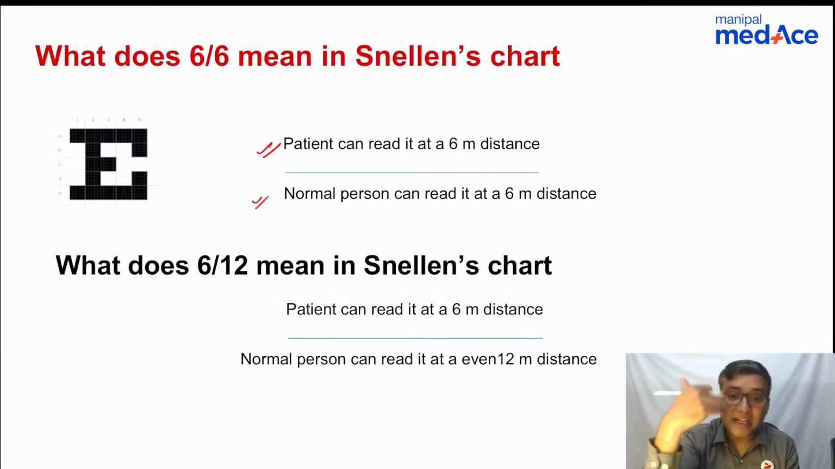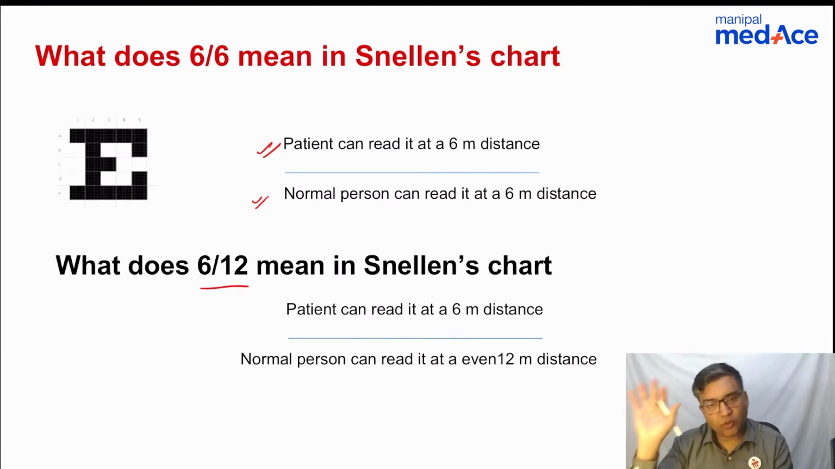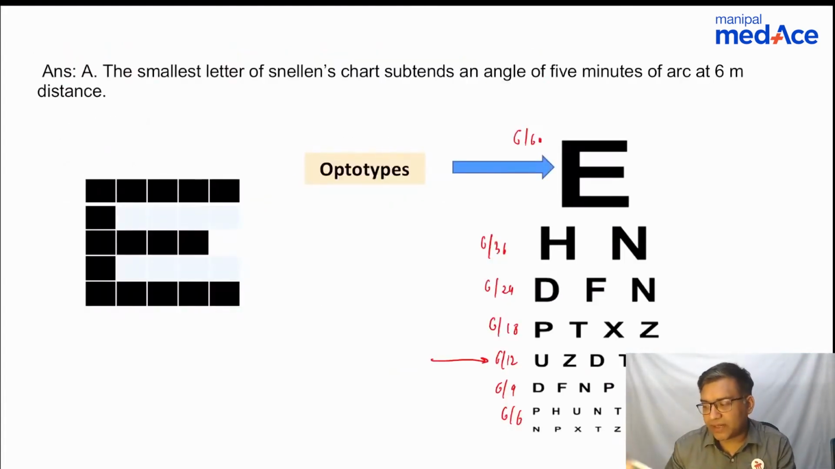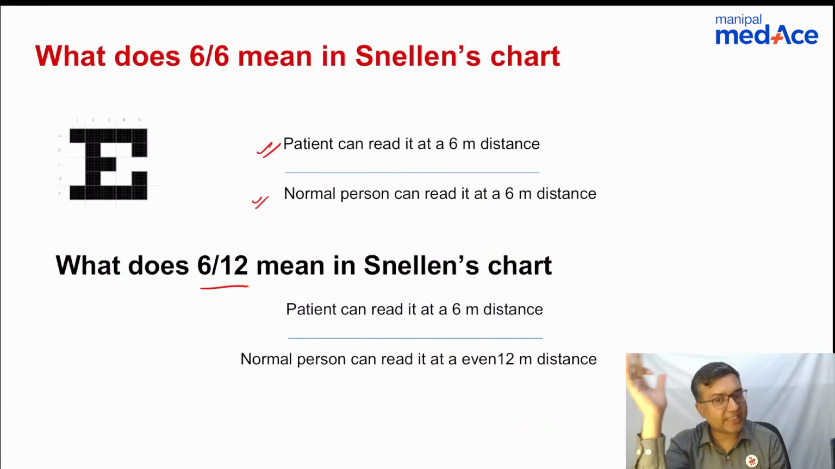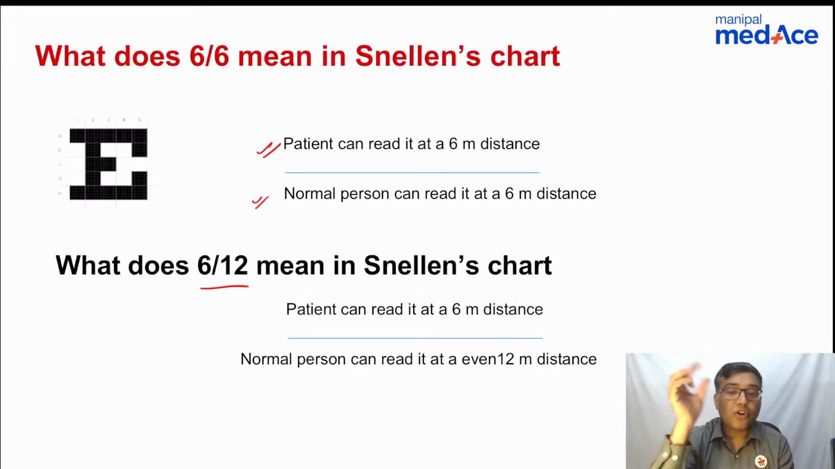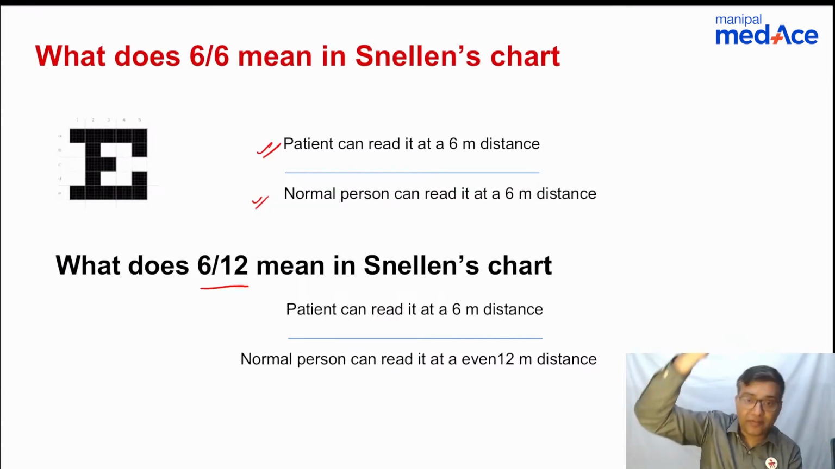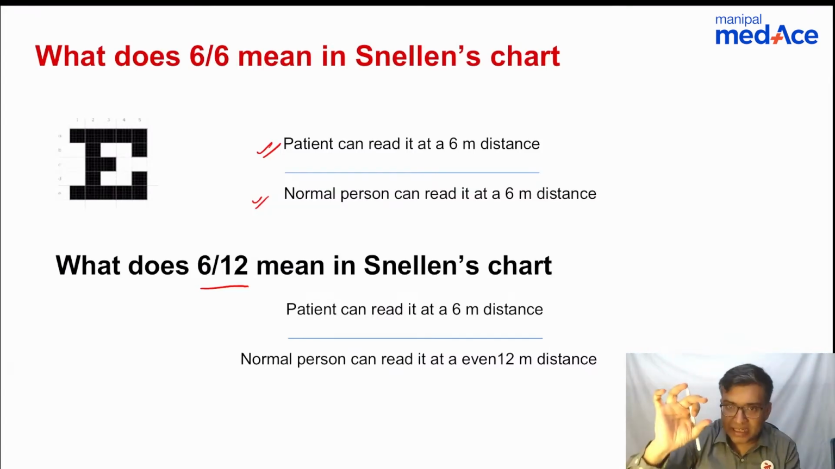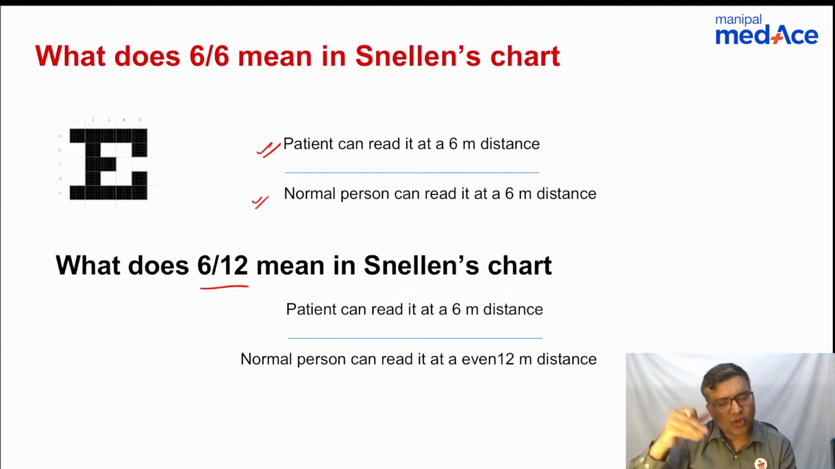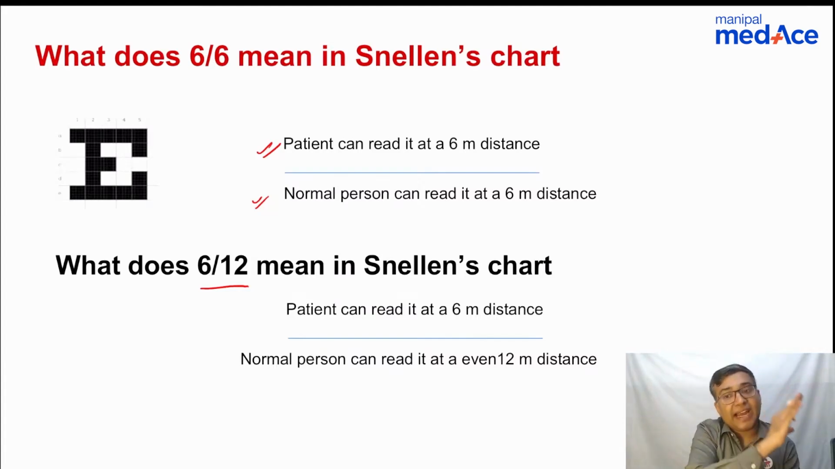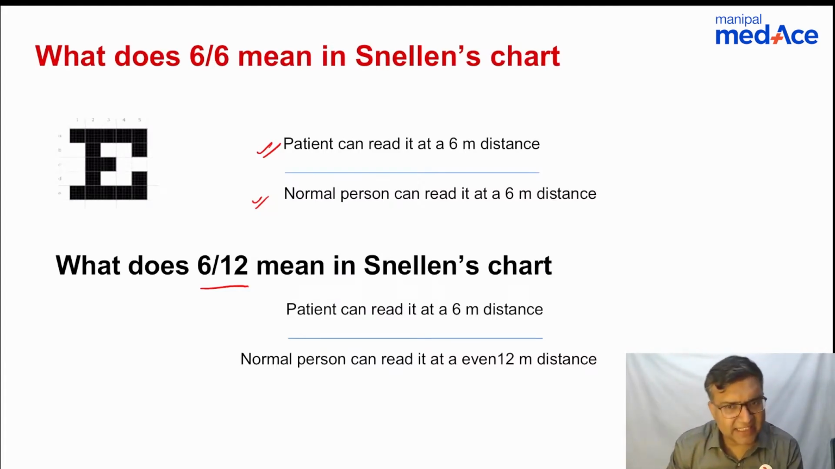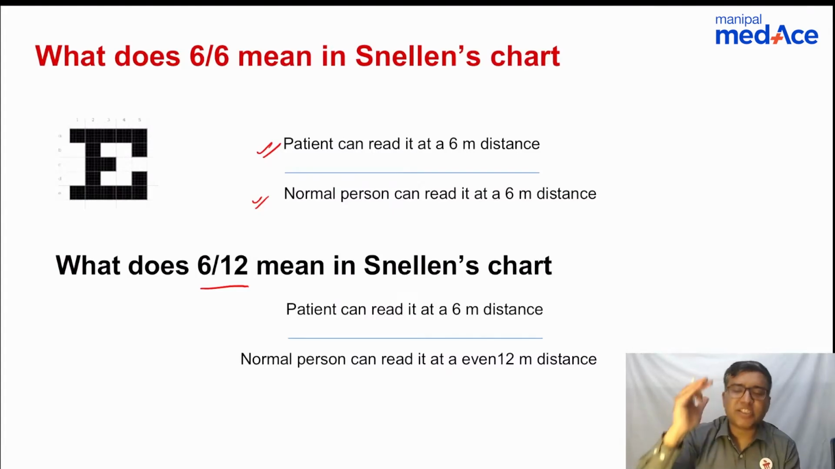Now what is the meaning of 6 by 12? So 6 by 12 means the letter is big enough. As you can see here, this is my letter 6 by 12. A patient can read it from 6 meter distance, but a normal person, because this letter is a bigger letter, can see it even at 12 meter. Are you getting my point? So this is a bigger letter. Because there is a decrease in the visual acuity, the patient needs to come closer, but a normal person can see even at 12 meter. This is the basic fundamental of 6 by 6 vision, 6 by 9 vision, 6 by 12.